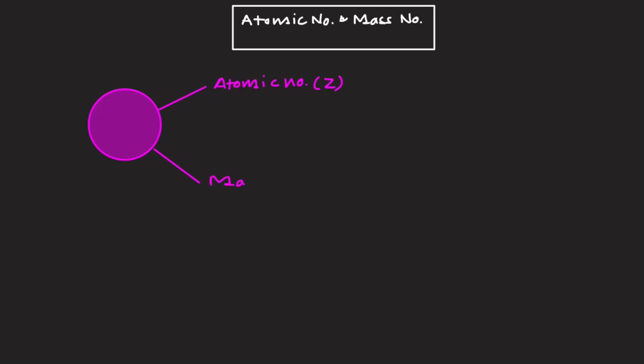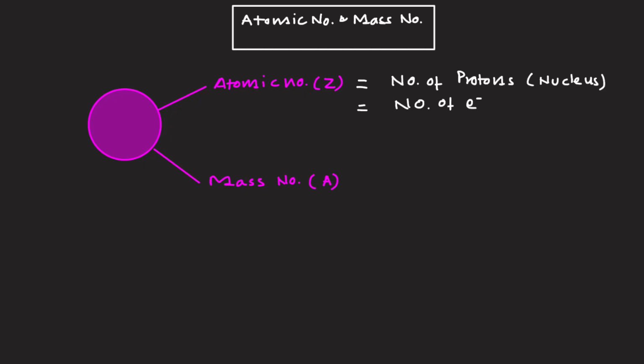Let's understand atomic number and the mass number. Every atom carries two unique identity marks. Its atomic number, which is represented by Z, and its mass number, which is represented by A. The atomic number Z equals the number of protons in the nucleus, which also equals the number of electrons in a neutral atom. It defines the element.